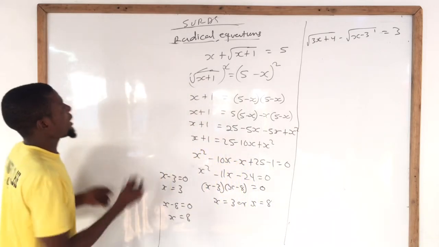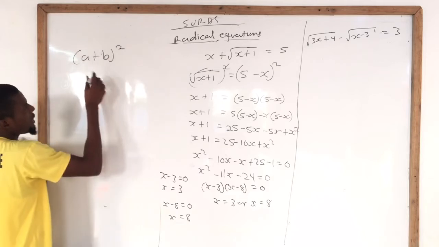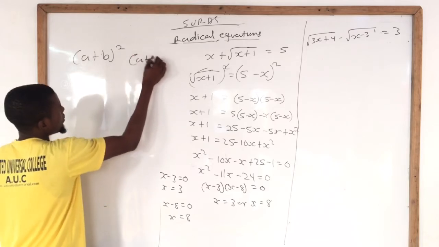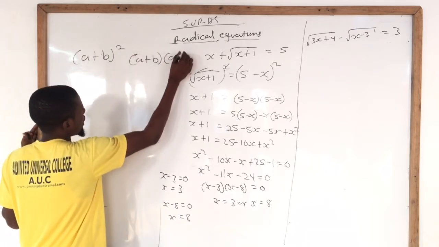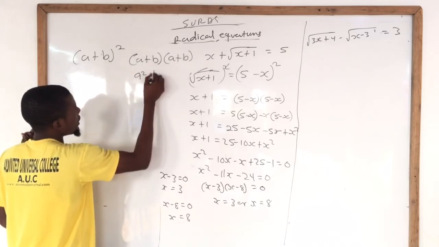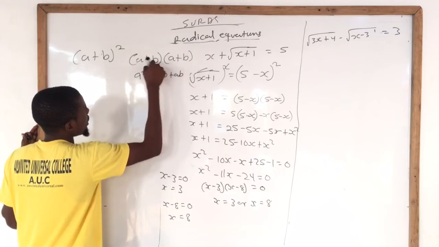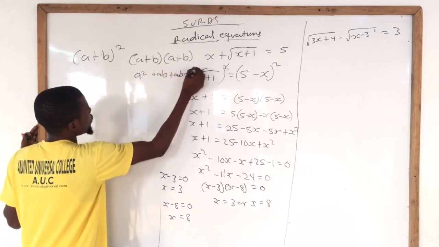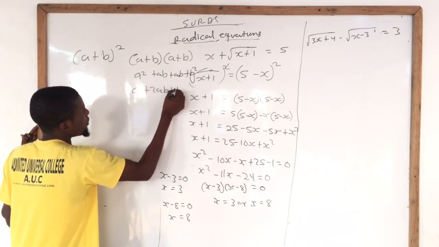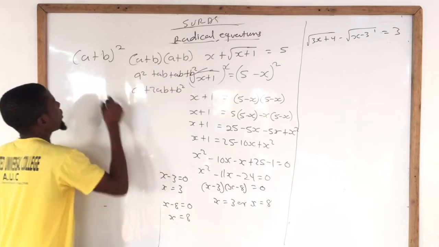Now in elective maths, if I give you something like a plus b squared and you are expanding, you know this one means what? A plus b, another bracket, a plus b. So let's expand. A times a becomes a squared. A times b becomes plus ab. Then b times a becomes plus ab. And then b times b becomes b squared. So I have a squared plus 2ab plus b squared, right? 1 plus 1 becomes 2.